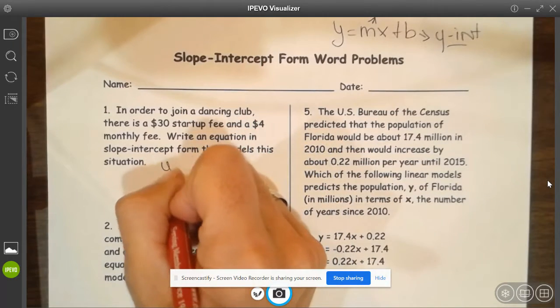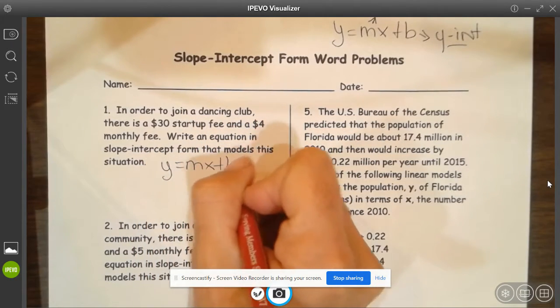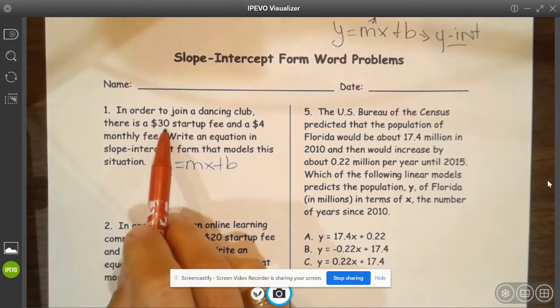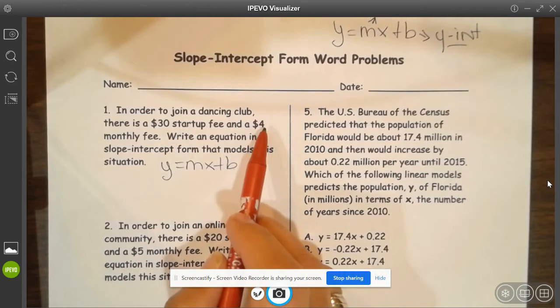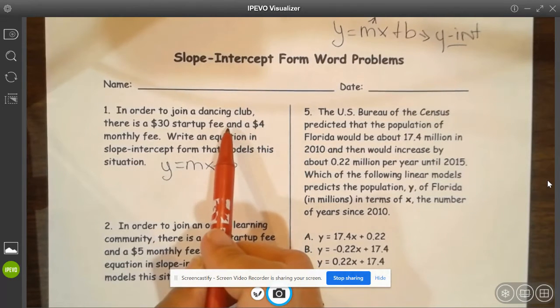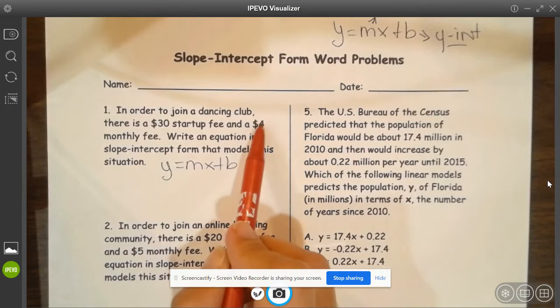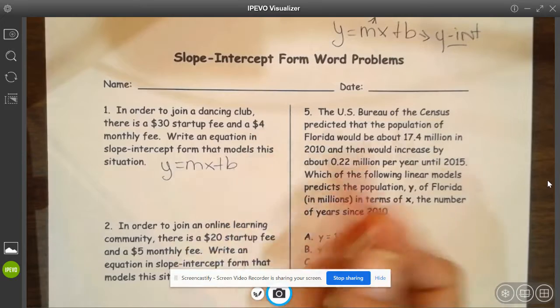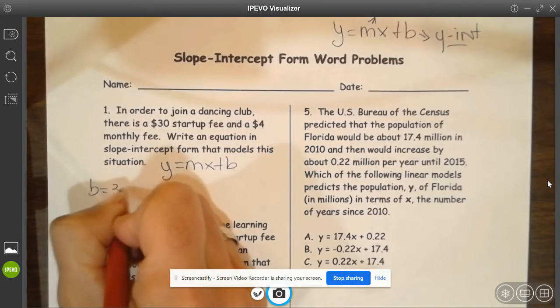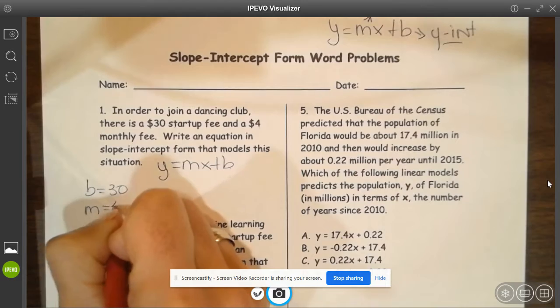So our equation is y equals mx plus b. So b would be that starting fee, or like a fixed fee or an entrance fee, something that is fixed for any number of months. Eventually you have to pay that startup fee, but then you have to pay $4 per month. So it depends how many months you go. This one is the one that is changing. Because it's the rate of change, that would be our slope. So in this case, b equals 30, and m, which is your slope, equals 4.